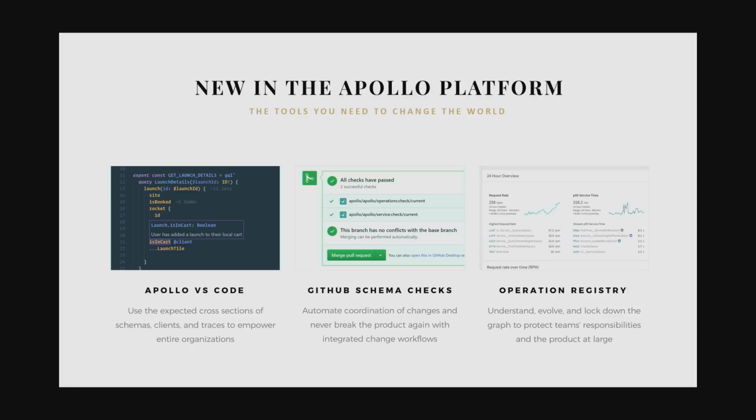And then there's also the operation registry and client identity. So starting today, you can actually know who's using your graph, how they're using it, what fields, what versions, and you can support those things indefinitely as long as you need to.